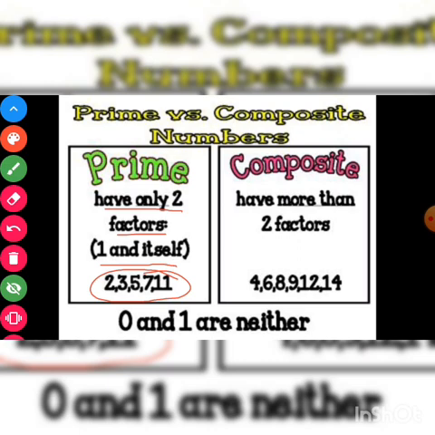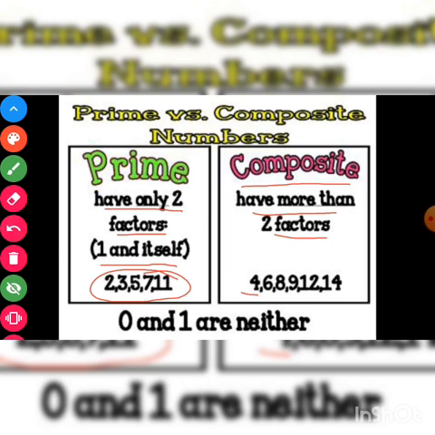Now let's come to composite numbers. The numbers which have more than two factors are called composite numbers. So any number which has more than two factors, meaning it comes in the table of any other number other than 1 and itself, such numbers are called composite numbers. For example, if you take 4, except 1 and 4, it comes in the table of 2 also. So it has three factors, so it is a composite number.